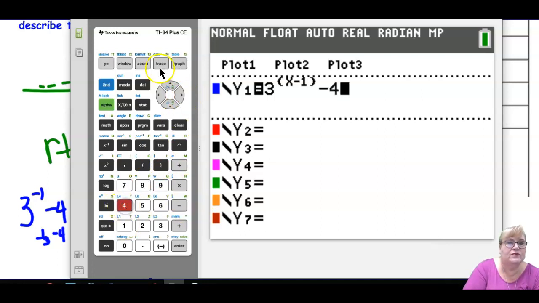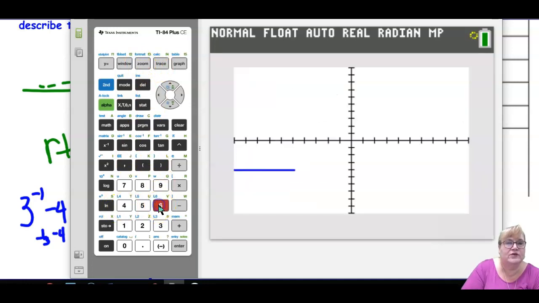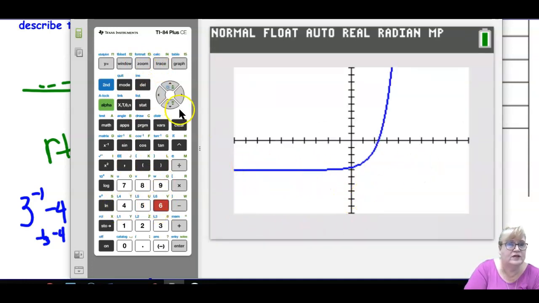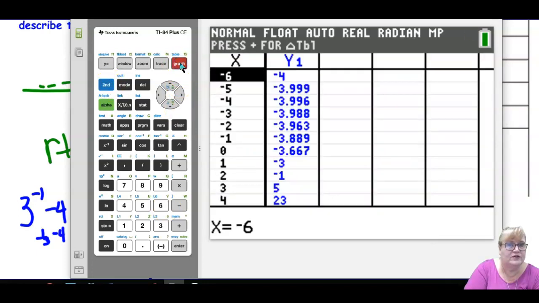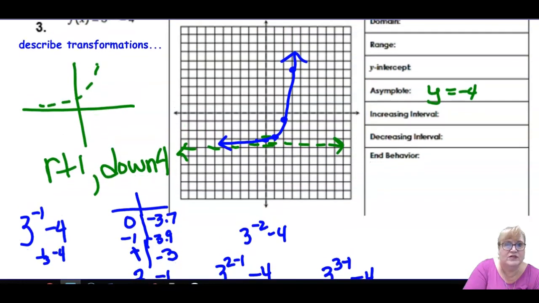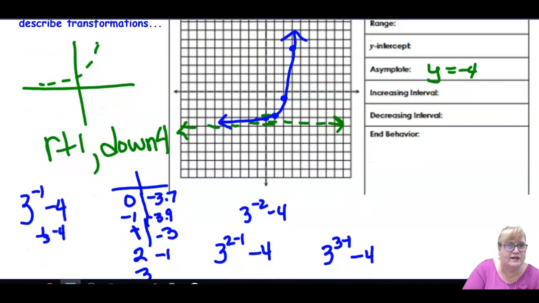And then it was minus 4. I'm going to do a standard window. Now, it is not perfectly horizontal here, but it certainly looks like it. And then you could go to the table to find some values. Okay. It is increasing. Oh, I suppose I should do all of these. You know what? Maybe I'll just skip that. I'll go back and do that on the slides.